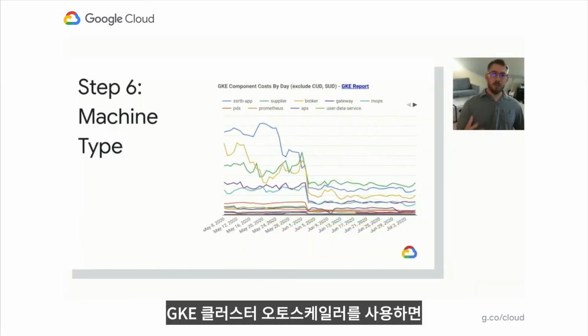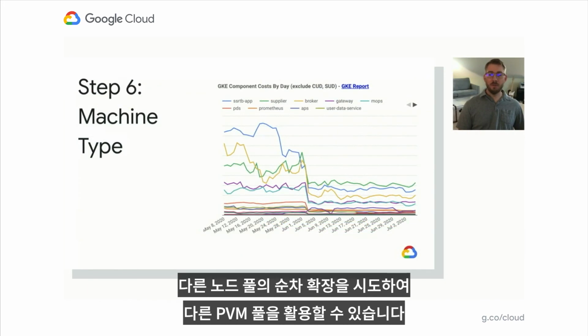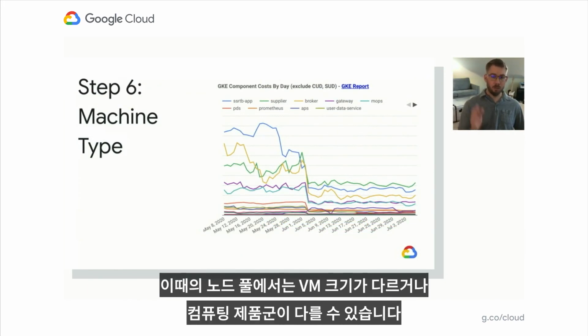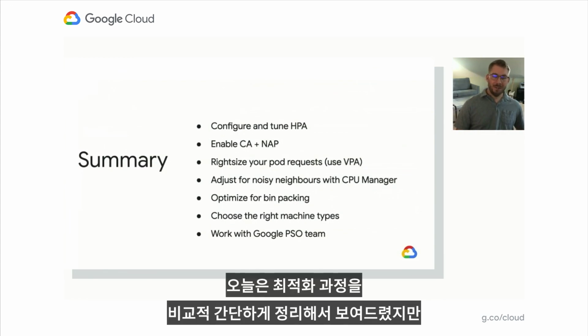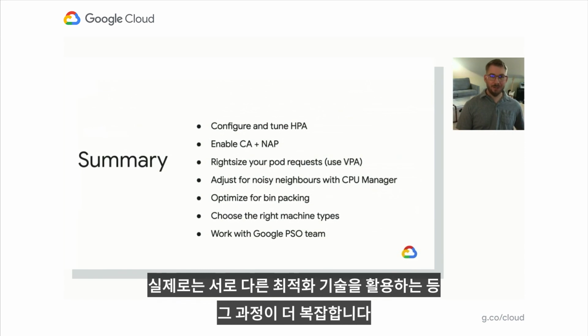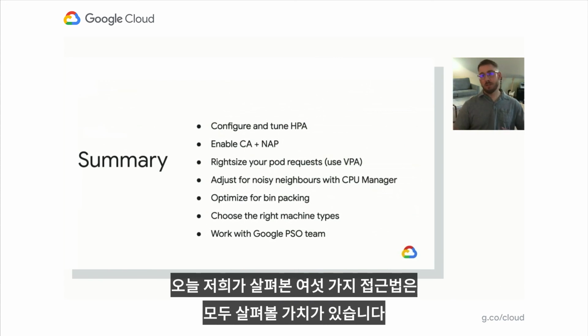So the GKE cluster autoscaler allows us to tap into different PVM pools by attempting to scale up different node pools sequentially. That could be node pools of different VM sizes or using different compute families. While we've presented our journey as a nice linear progression, the reality was a bit more winding with some back and forth between the different optimization techniques. That being said, the 6 approaches we've discussed are all worth looking into.